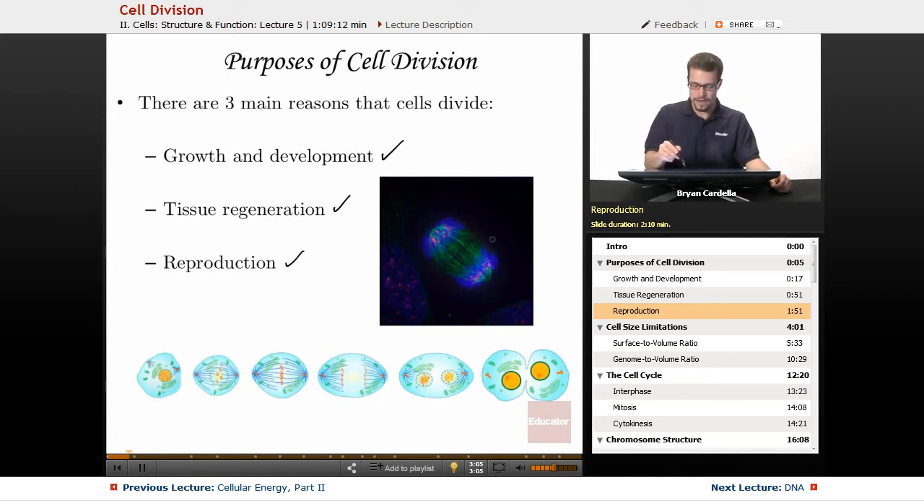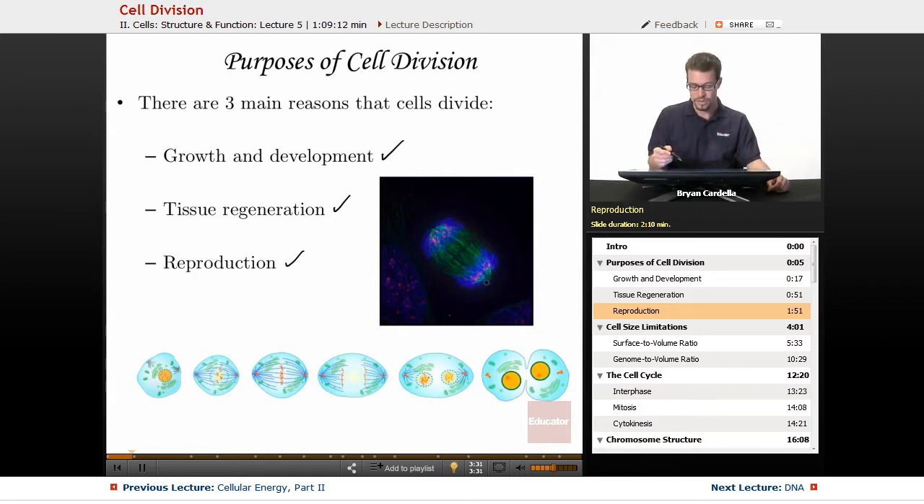Here you have a micrograph, an actual image from a microscope, and there's a little bit of fluorescence to show us what's what. This is a cell that's at the end of mitosis, anaphase, and you actually can see the pulling of the chromosome information. You can see the spindle apparatus that's pulling that genetic information to the sides of the cell.